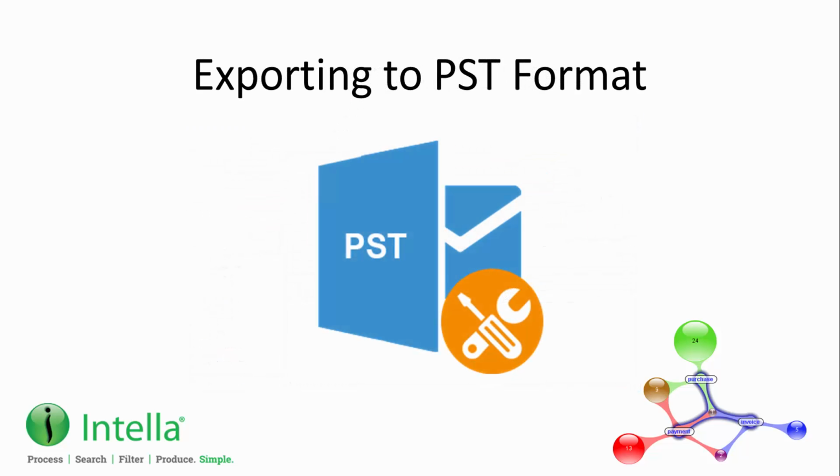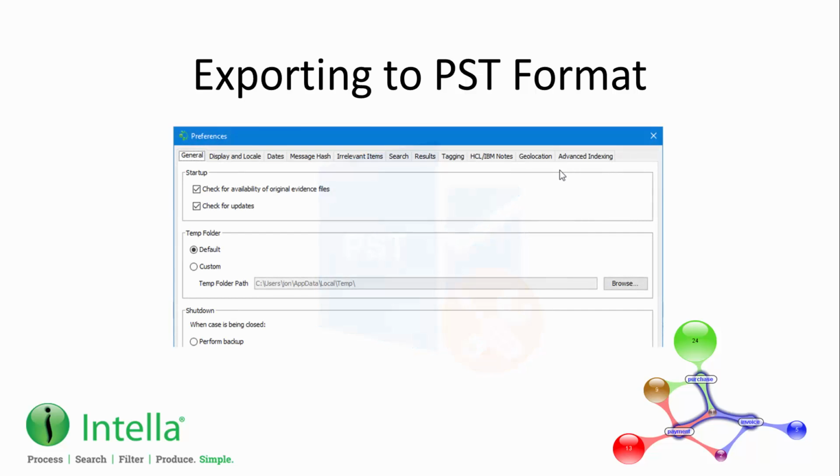Intella no longer requires Microsoft Outlook to export to PST format. Exporting items to PST could be problematic when there are issues with the Outlook installation on the system. In version 2.5, all dependencies for creating PST files are now included in the Intella and Connect software. With this update, you'll notice that the Outlook tab is no longer in the Preferences settings.